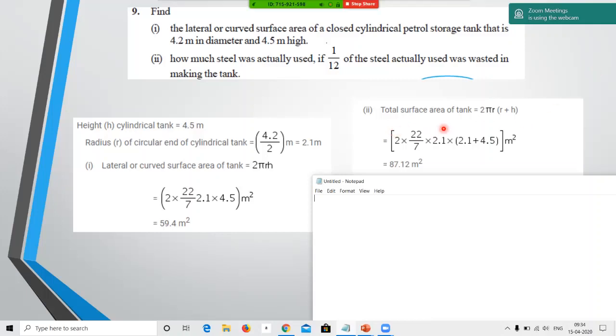Okay, so this is the total surface area. This is what is actually required. But when you make something from steel or cloth or whatever it is, you know that while cutting and while stitching or while attaching the parts, a lot of steel is actually getting wasted. Steel or wool or cloth, whatever you're making with, a lot of things get wasted. So how much is actually getting wasted is 1/12 of the steel actually used. This 87.12 is what is required.